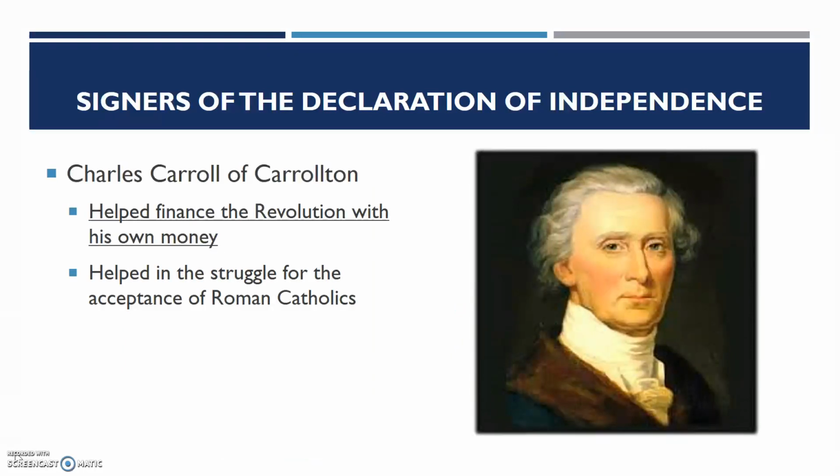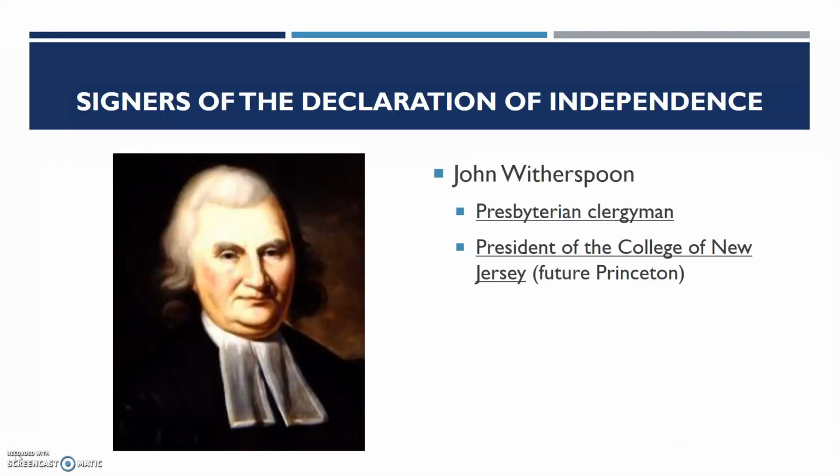Charles Carroll of Carrollton was at the convention as well. He helped finance the revolution with his own money, and he also helped in the struggle for the acceptance of Roman Catholics, who were discriminated against at the time. John Witherspoon also signed the Declaration. He was a Presbyterian clergyman, another delegate, and he was from New Jersey. He actually was the president of the College of New Jersey, which eventually became Princeton, one of the Ivy League colleges in the United States.